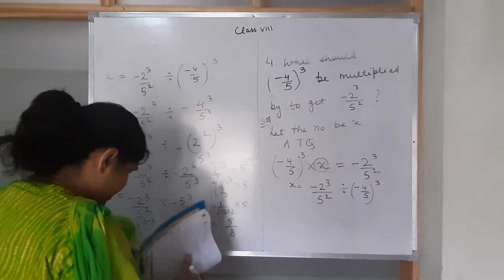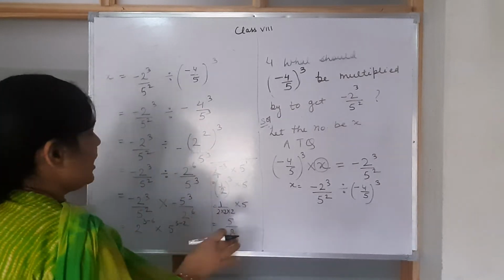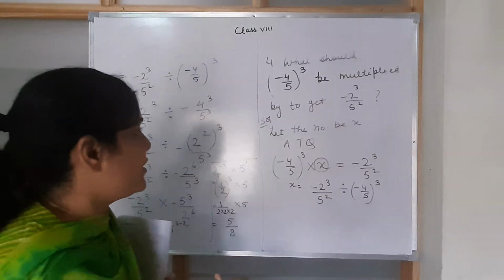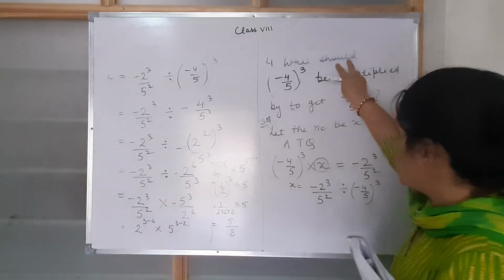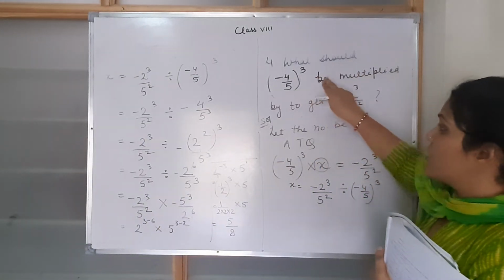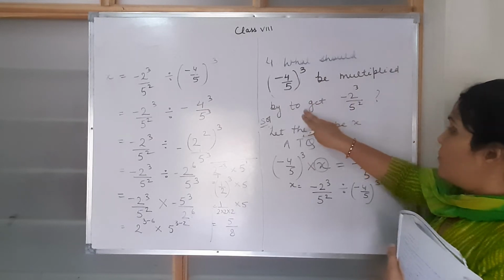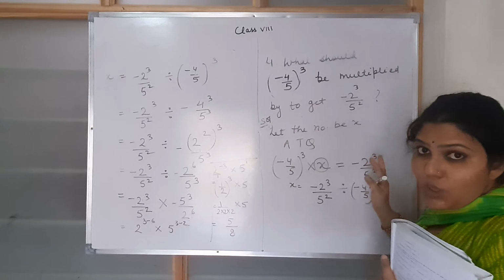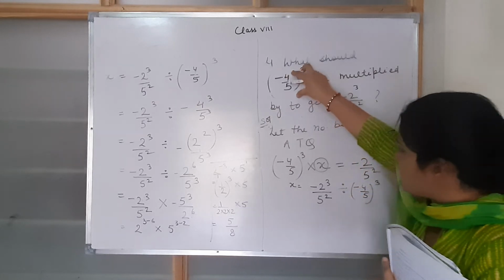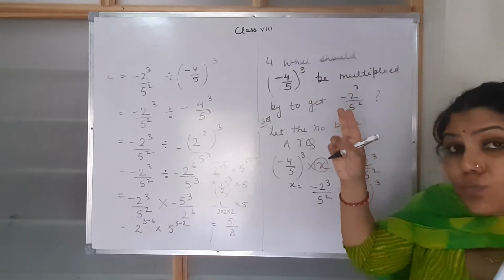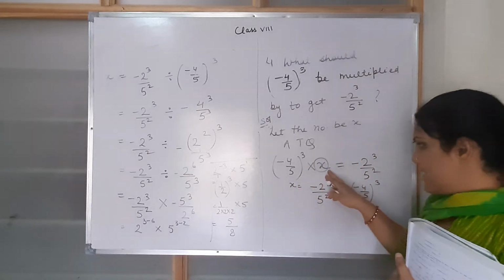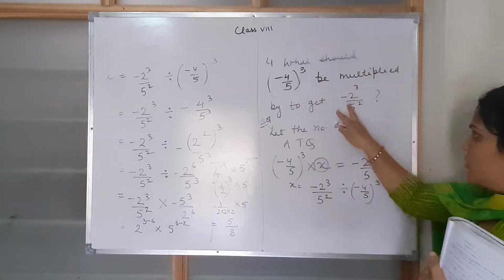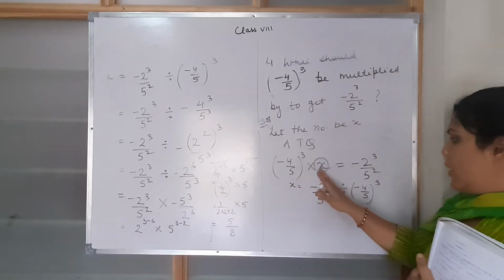Just look here. I am explaining this question to you again, then we will move on to the next question. What should minus 4 upon 5 whole raised to the power 3 be multiplied by to get this? So let the number be x. Now what are they saying in the question? We need to multiply this number by x, because we have assumed that number x, is equal to this product. Now we need to find x.